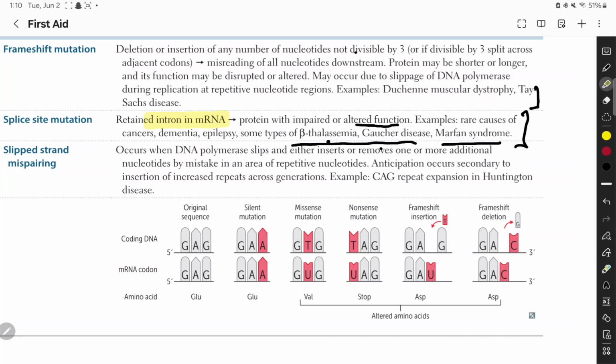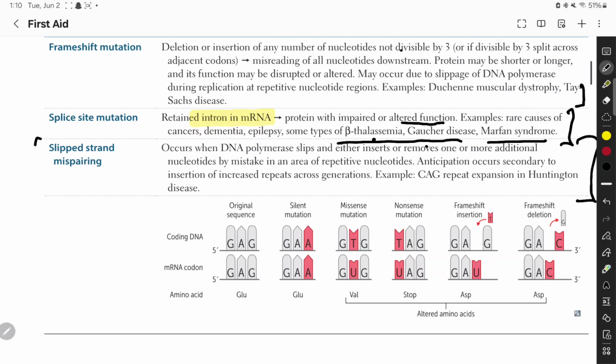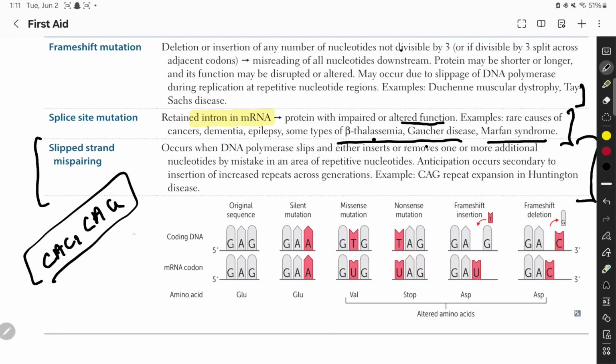Now, the new concept in this edition that they've added is slip strand mispairing. So, when you think of slip strand mispairing, you need to know that this is like making the disease worse. So, for example, you have a trinucleotide repeat expansion. For example, a particular repeat is there in the DNA and the mRNA codon is formed according to that. So, this would be amplified by slip strand mispairing.